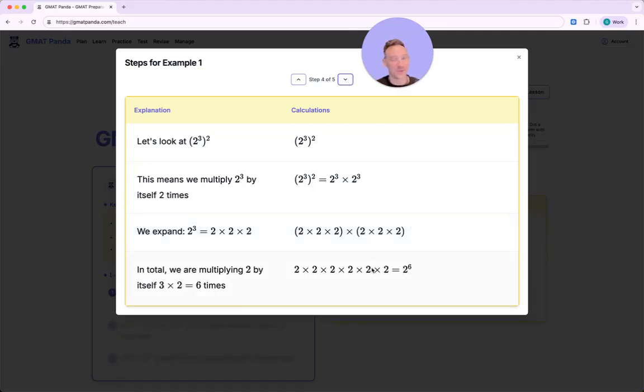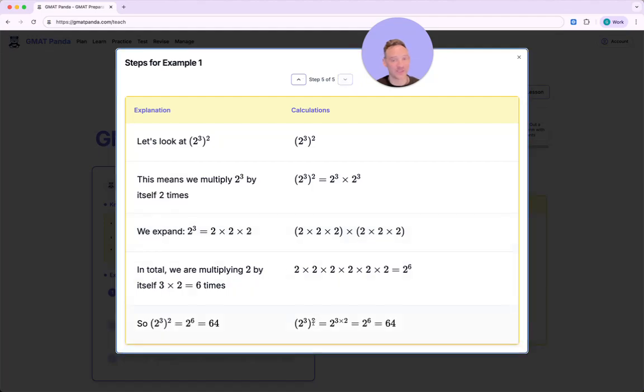And one way of thinking about that is that, well, in total we have 6 2's, and we can think of that as 3 plus 3, or 3 times 2. And that's effectively the rule for combining exponents, exponents of exponents. You multiply the exponents together to get the total exponent.